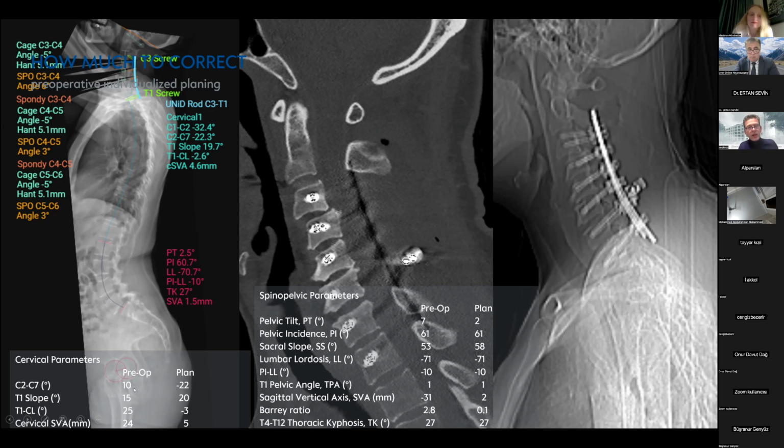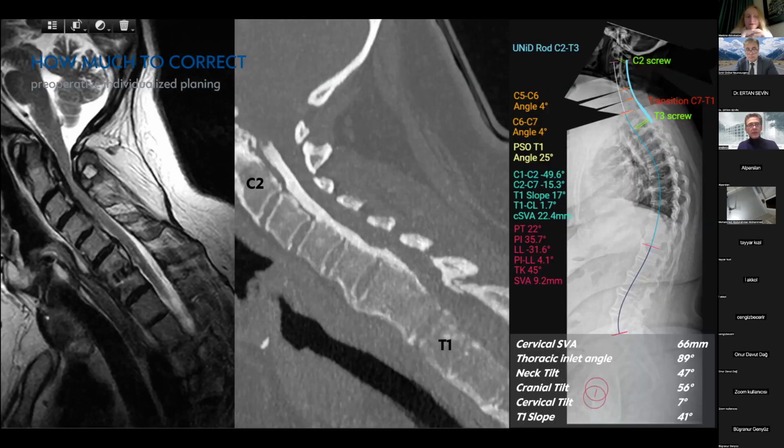And here you can see we have the preoperative situation, and we have a plan. So bottom line is, how much should you correct? We are analyzing these images in a very similar way to the thoracolumbar deformities. We are using customized rods, and we are trying to normalize the C2 plumb line, and that is really driving our goal, our plan of correction.